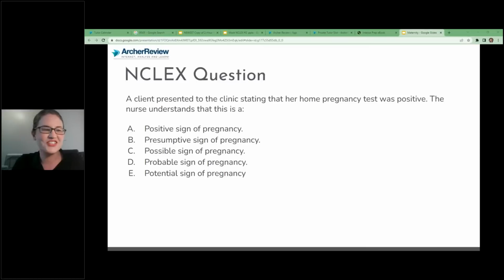So let's try a question on this. This question says, a client presented to the clinic stating that her home pregnancy test was positive. The nurse understands that this is what kind of sign of pregnancy? This is the type of question they might ask you on the NCLEX. So let's take about 30 seconds. Tell me what you guys are thinking.